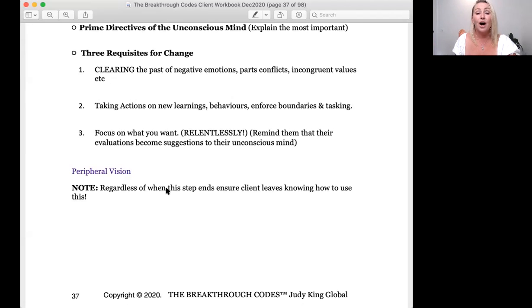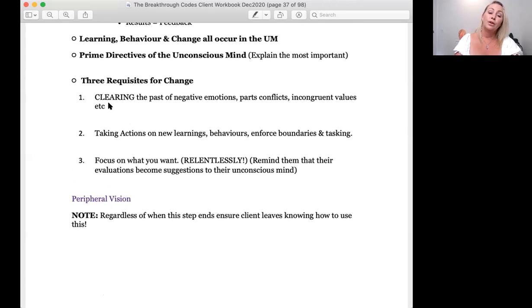What I would also highlight here to them is, all right, listen, clearing the past negative emotions, past conflicts, incongruent values, and so on, that is the work that we do together. Now, we're going to be working together. In the case of doing a breakthrough, we work 6 weeks together, and then there's an 8-week period, and then you do a follow-up after 8 weeks. You could do it after 4 weeks if you wanted, but I'm saying 8, okay?